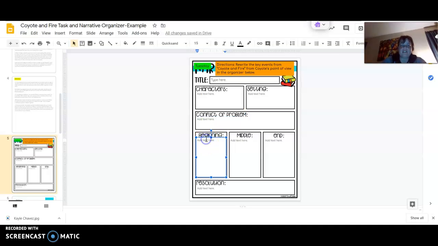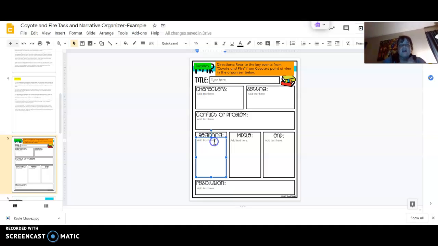And then just in a few brief words, and again, you don't have to write complete sentences. This is just to get your brain wrapped around what the beginning of this story is going to look like, what the middle of this story is going to look like, and what the end of the story is going to look like.